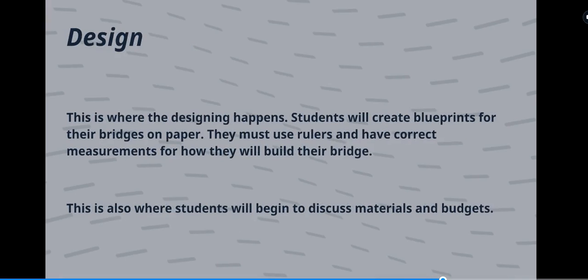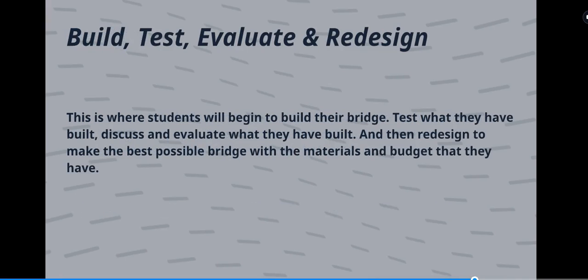The next step is the design aspect. This is where the designing actually happens. Students will create blueprints for their bridges on paper. They must use rulers and have correct measurements for how they will build their bridge. This is also where students will begin to discuss materials and budgets. This is where they take their research and turn it into blueprints. They turn it into the building process before they actually start building.